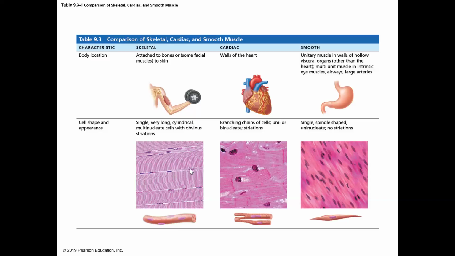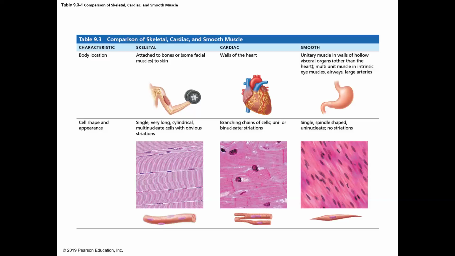So you have striations in both skeletal and cardiac. You don't see striations in smooth muscle. For smooth muscle, it tends to taper, come to a fine point at its ends. For skeletal muscle, it's very long, cylindrical. Cardiac muscle tends to branch out. The other thing here is cardiac muscle has special proteins called intermediate filaments that will allow for excitation to spread from one cell to the next so that the cardiac muscle can contract rhythmically together.